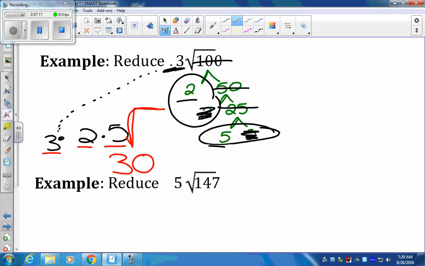Okay, so once again, recap what happened. A number that started on the outside stays on the outside. If there are no numbers left from your prime factorization that aren't in circles, I get rid of my radical.